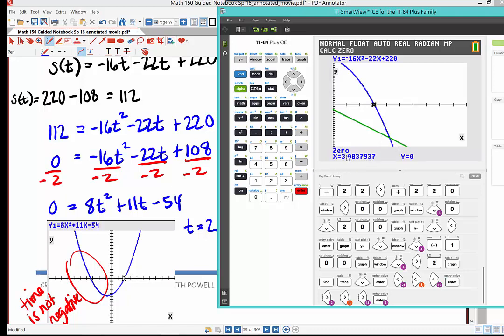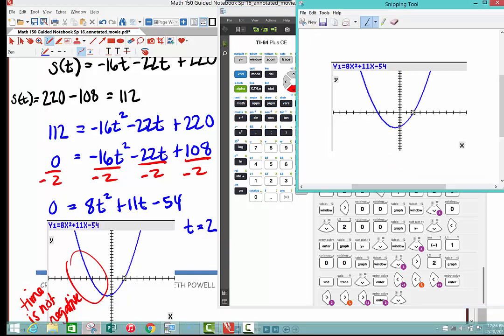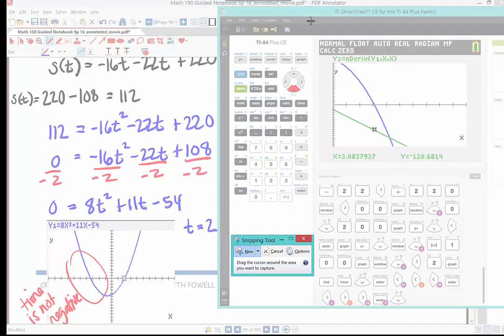Okay. So here at 3.08, let's figure out what y would be, right? So for the second one. So here, do you see that when the ball hits the ground, the velocity is negative 100, 20.68 feet per second. So it's going pretty fast by then. Okay, so let's just go ahead and make a copy of that so you have it in case you're interested. And I think that does it for today.